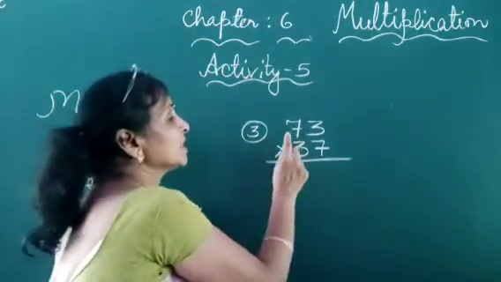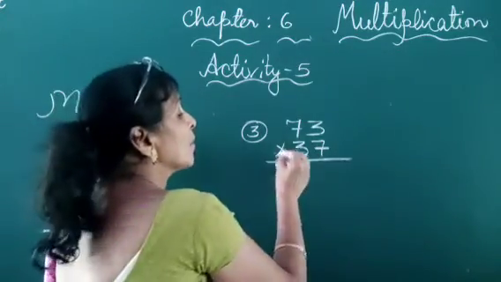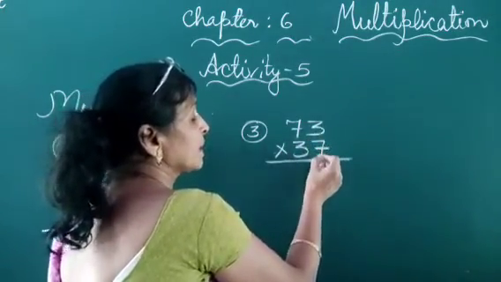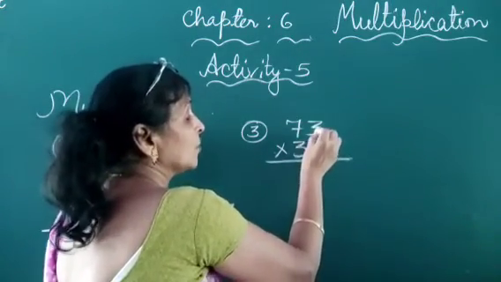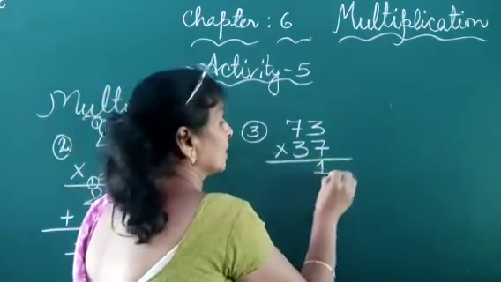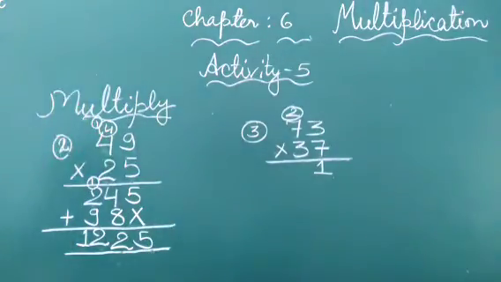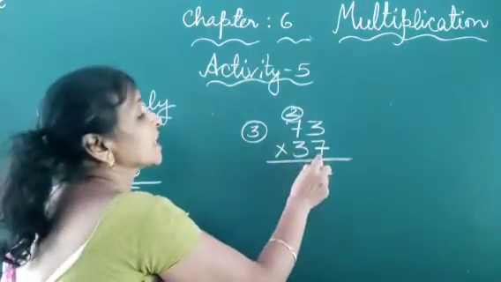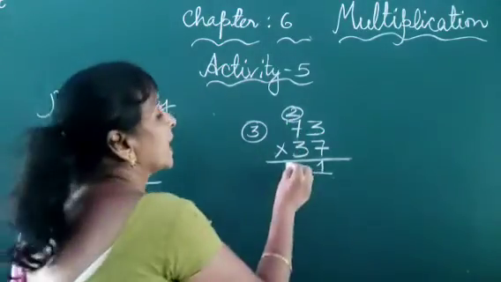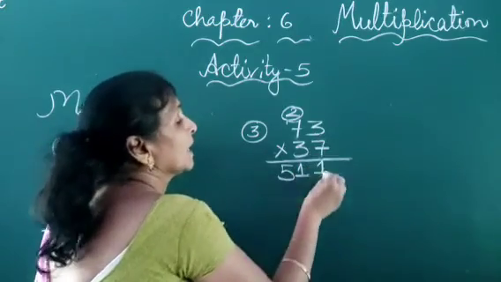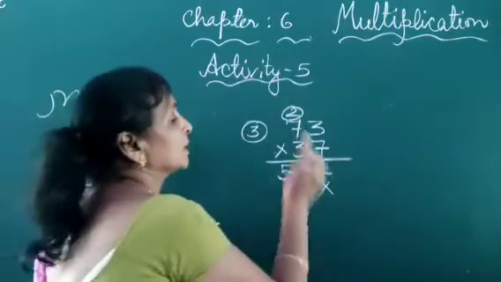Now the next is 73 multiplied by 37. The method is same. First this 2-digit number is multiplied by a single digit, that is 7. We tell the table of 7, 3 times. 7 threes are 21. We write 1 and put 2 carry over here. Then 7 sevens are 49 and add 2 in this, then 51 comes. Now here we put 1 cross, or instead of cross you write 0 also.